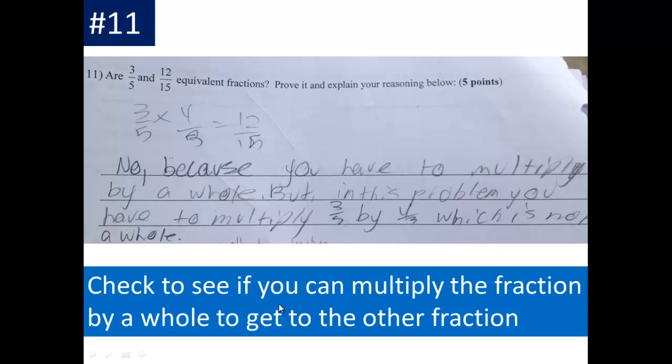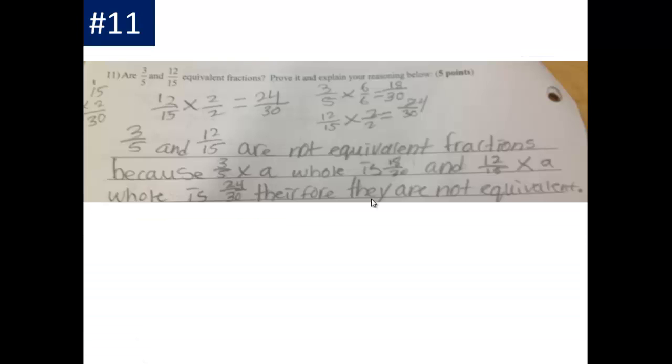So in this case, the Kipster used the strategy, check to see if you can multiply the fraction by a whole to get to the other fraction. In this case, you could not. And that's why this Kipster proved that they weren't equivalent. Let's check out another way.